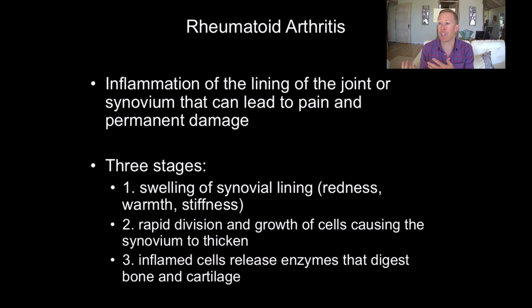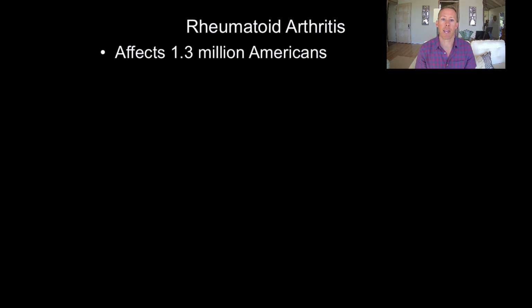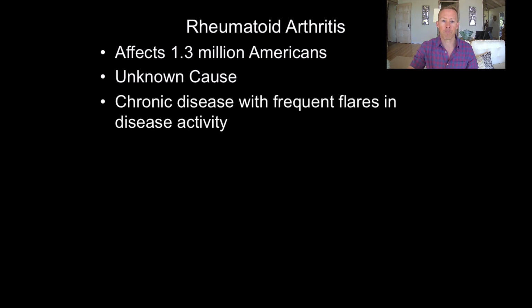So basically, if you digest the bone and cartilage, the joint loses stability. You're losing that passive subsystem, so the osteoligamentous system is being digested, and people lose a lot of stability. One of the hallmark signs I'll show here in a second is how it affects the joints in the hands. This can affect 1.3 million Americans. The cause is unknown, again, because of how complex it is, but it's classified as an autoimmune disorder.